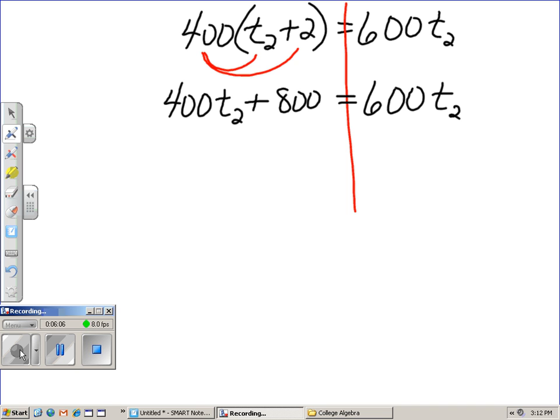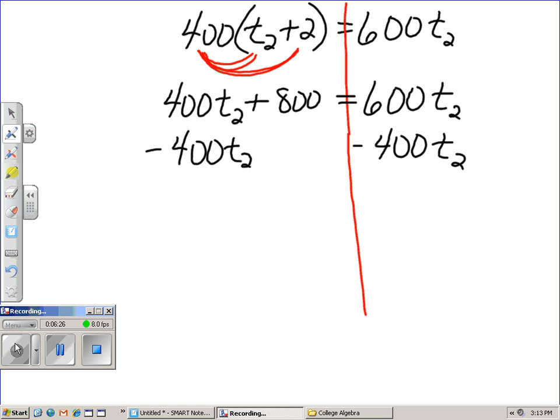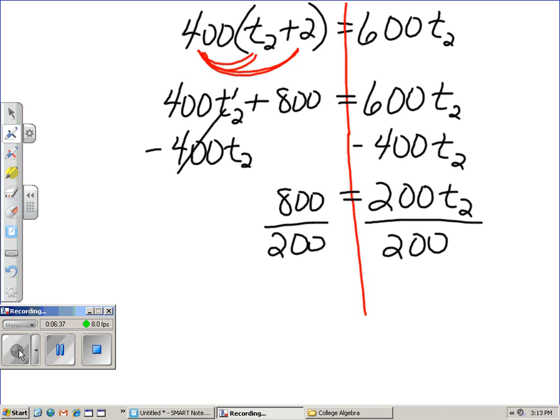So I distribute the 400, I multiply both numbers inside the parentheses times 400, and I get 400 T2 plus 800 equals 600 T2, and you guys see where this is going now. I have T2s on both sides of the equation. Which one do I get rid of? I usually get rid of the lower one, it's less work. So I minus 400 T2 from both sides. I have 800 equals 200 T2. Divide both sides by 200.